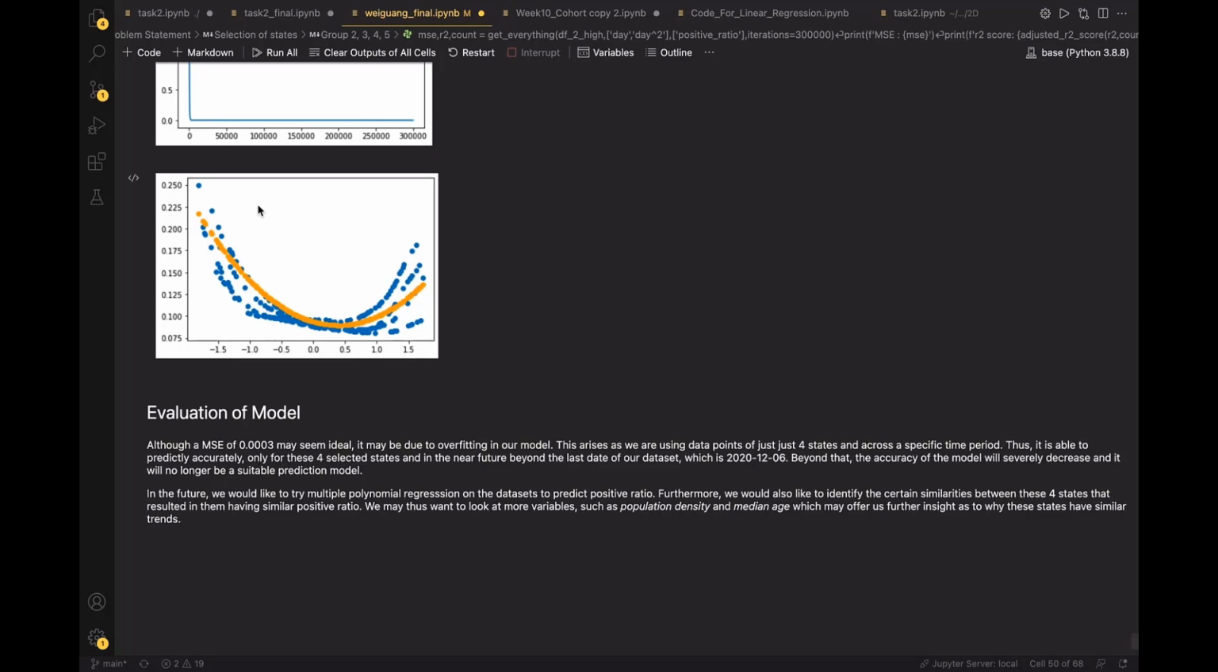In the future, we would like to try multiple polynomial regression on the datasets to predict positive ratio, and also try to identify certain similarities between these 4 states that resulted in having similar positive ratio trends, and therefore look at more variables which offer us further insight into why these states have similar trends.